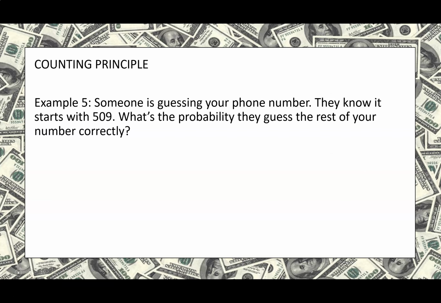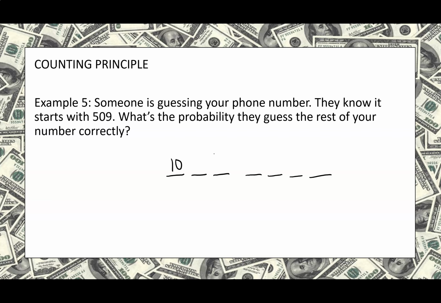Someone is guessing your phone number. They know it starts with 509. What's the probability they guess the rest of your number correctly? Well, a phone number goes like this, 509, and then you've got 3 digits, right? And then 4 digits. Well, you've got 10 options for this number, and the 509 is just what the number is. It's not part of our problem, so I am going to erase that, don't want to confuse you.